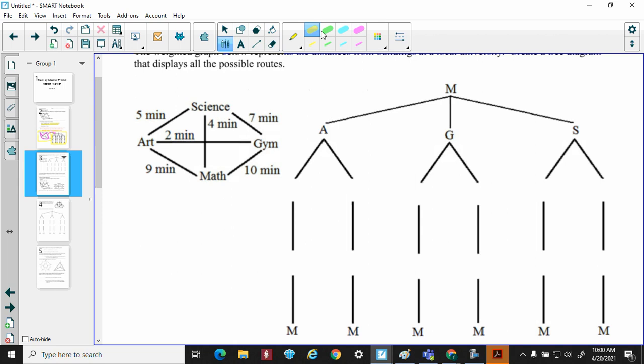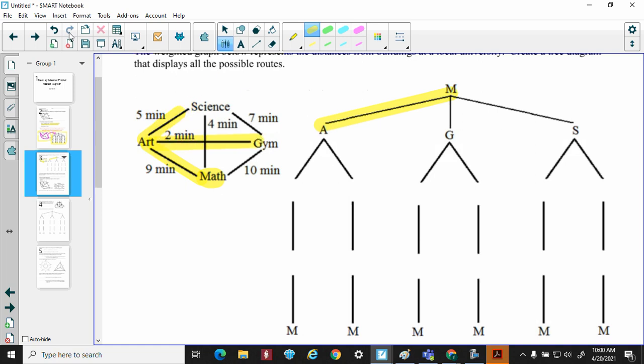What I want to do is focus on this right here. Let's say we were to go to math and then go to the art building. If we start at math and go to the art building, notice we have 2 choices. We can either go to science or we could go to gym.